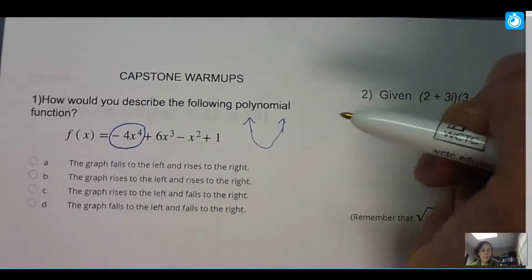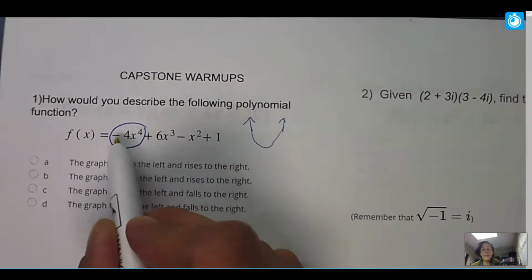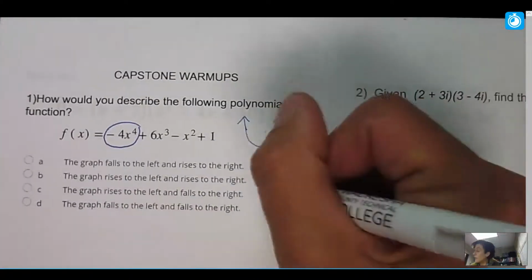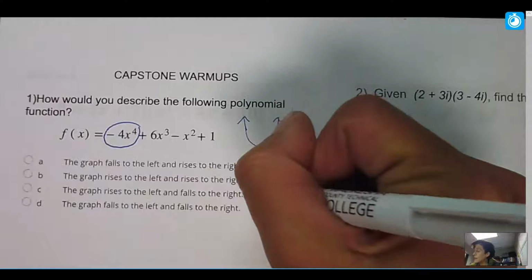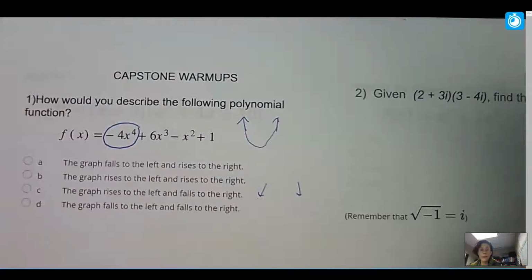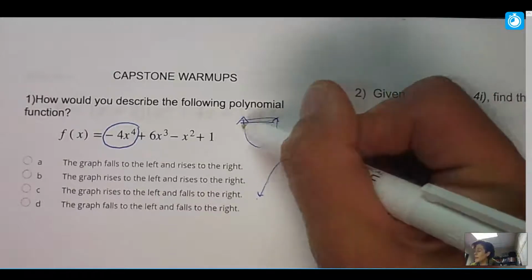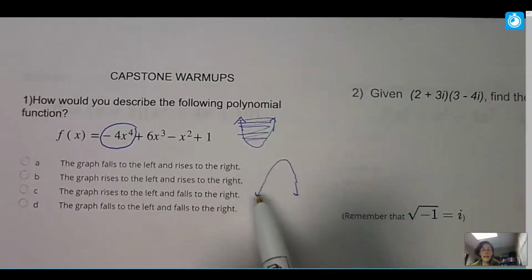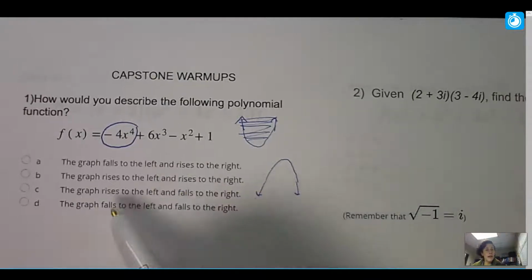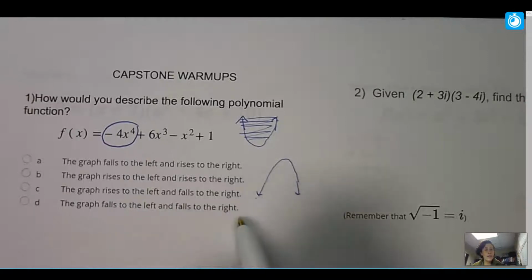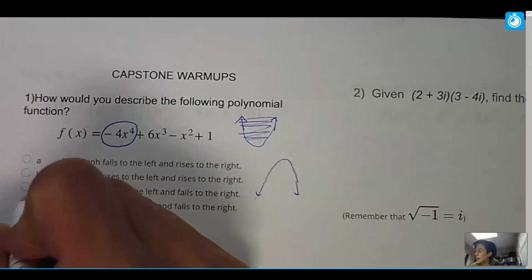The next thing you want to realize is that this negative in front says this shape is going to flip. So when we're done, if you're just focusing on the end behaviors, it would look like that. If you want to draw a whole picture to it, it would look like this. What's happening is it's falling on the left side and it's falling on the right side. So it falls to the left and falls to the right, then I would be selecting option D.